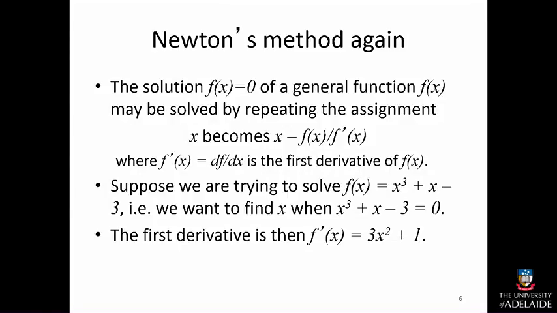let me write this on the board. So the equation is x cubed plus x minus 3. So this is the equation which we want to solve. And then the first derivative of this equation would be 3x squared plus 1. Okay?